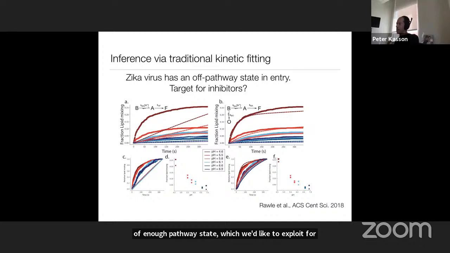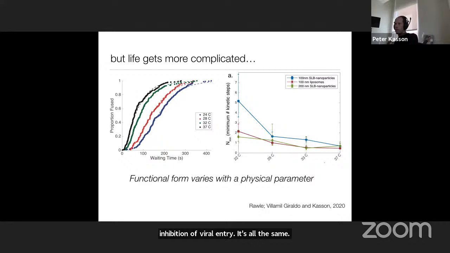is all the same. However, when we look at influenza, if we change some of these parameters, as you see on the left, the functional form actually changes, and we can quantify this using methods that were developed for single molecule enzymology. And we can see this change both when we change temperature and when we change other physical parameters in the experiment.